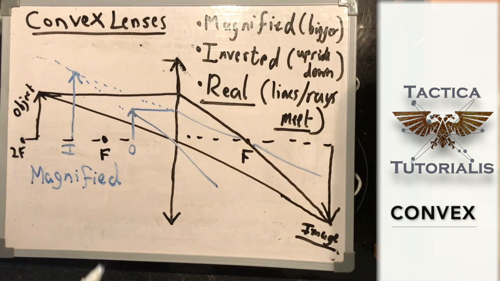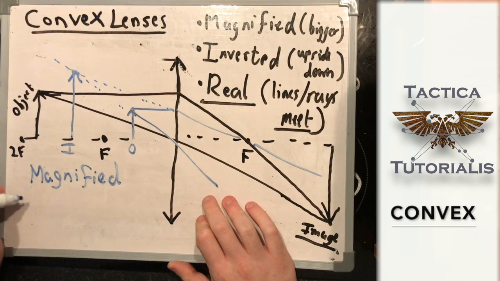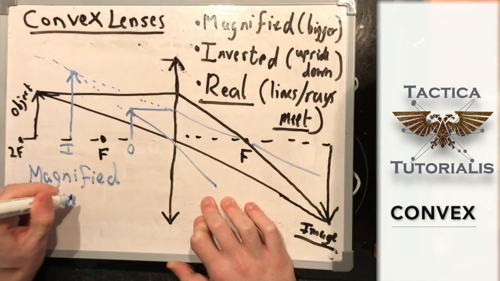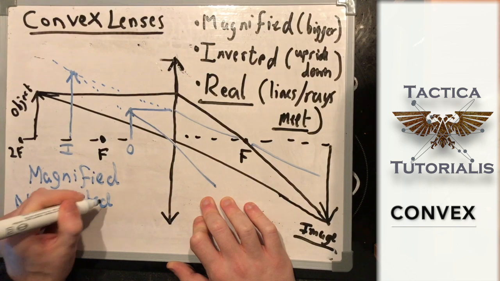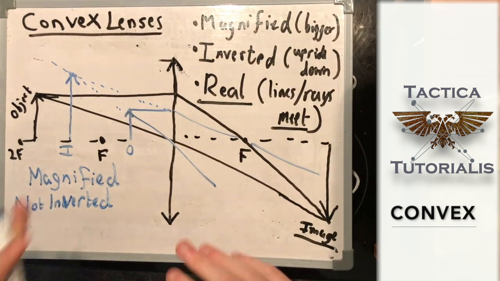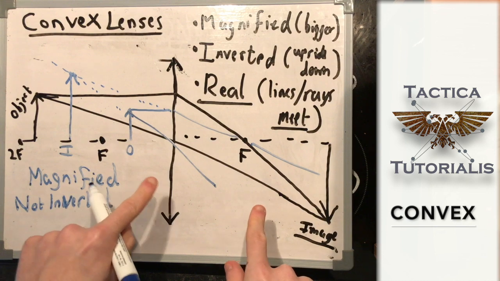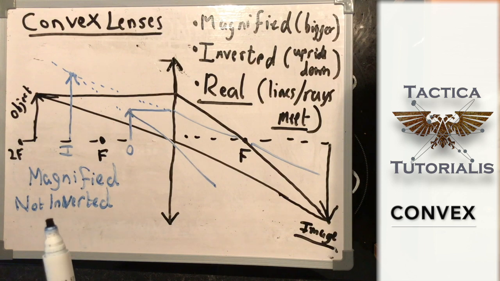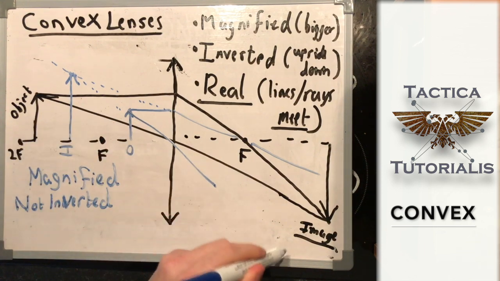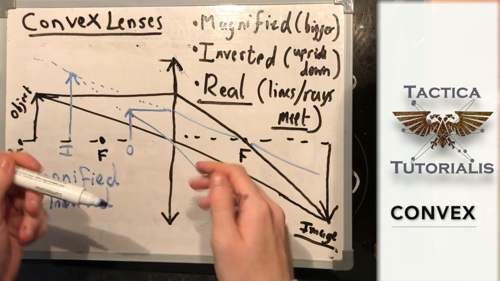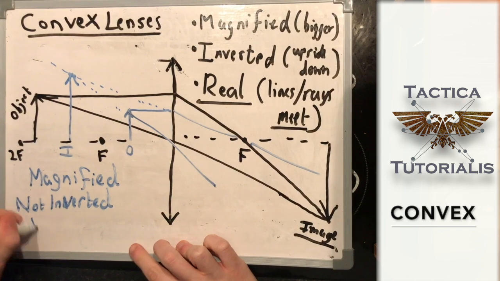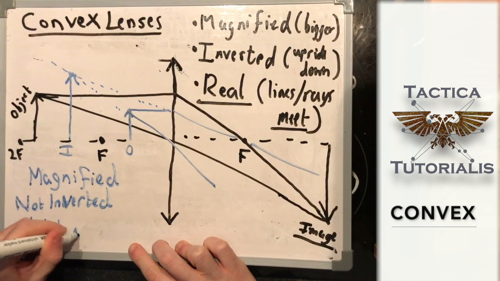Has it been flipped the other way up? No, it hasn't. Now I'm going to write not inverted here and then remind myself of the terminology in a moment. So we say that it is not inverted. And finally, did the lines, not the dotted lines, did the lines meet at a point? No, they didn't. Because if these lines carried on forever, they'd get further and further apart. I had to back them up to find a point at which they would meet. So we say that the image is virtual.